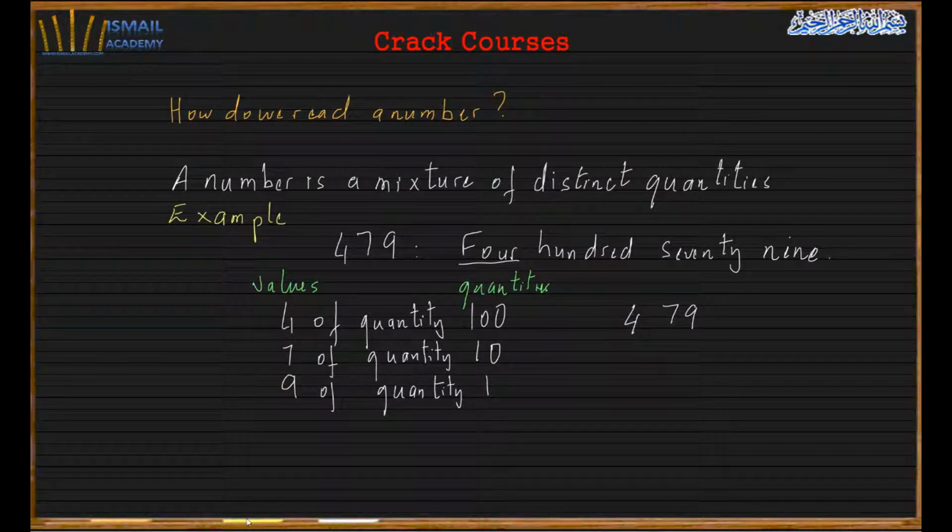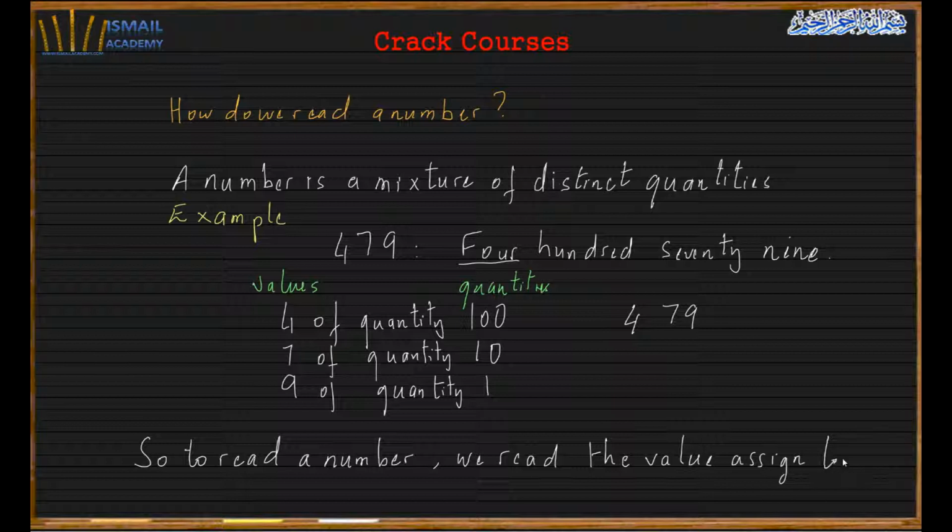So let me write it down. To read a number, we read the value assigned to the quantity, followed by the type of that quantity.